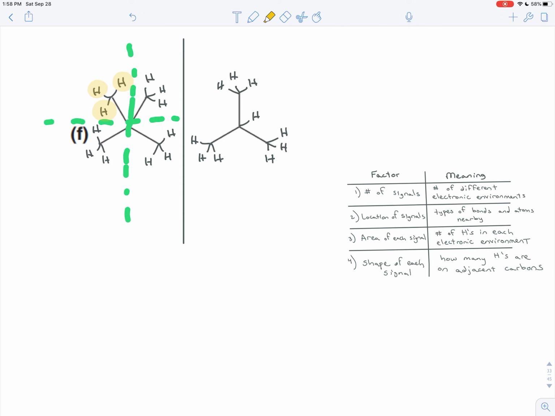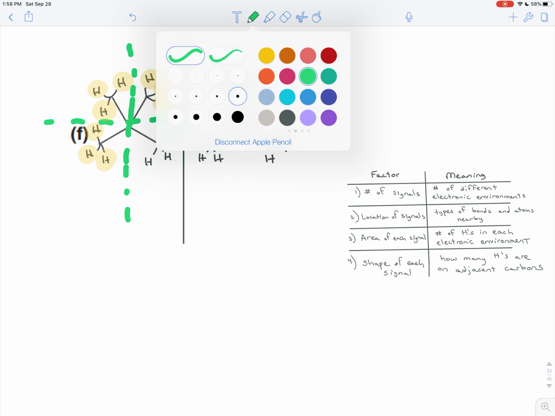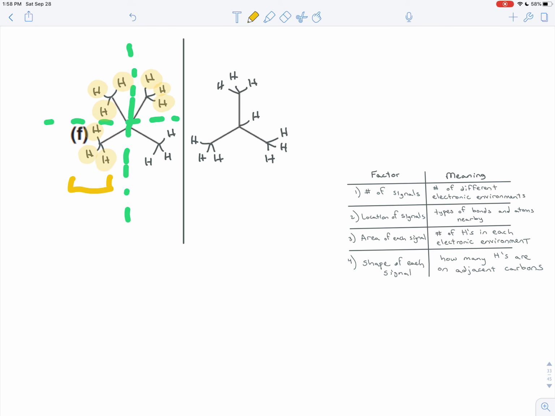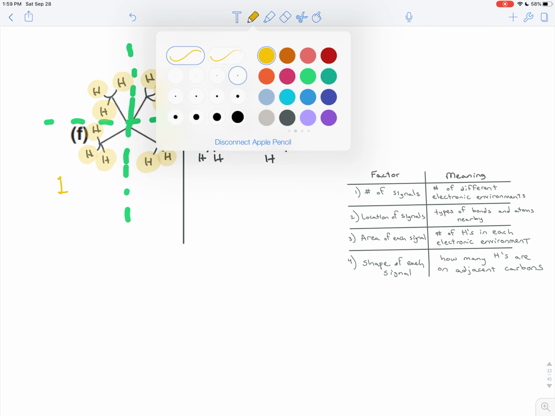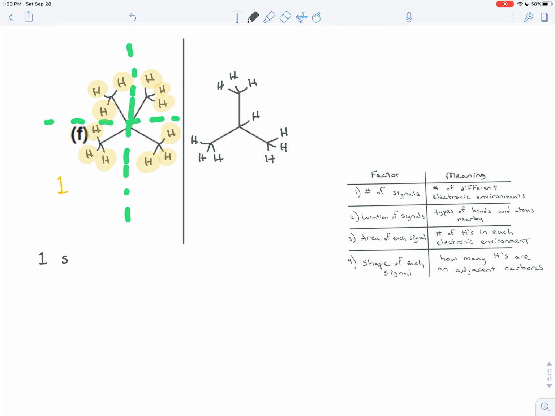So, if we take one group of hydrogens, that's an electronic environment, to be in that methyl group there, but everything across the vertical plane of symmetry is in the same environment. And everything across the horizontal plane of symmetry is also in the same environment. And if we choose one of those, everything across the vertical plane of symmetry to that is also in the same environment, and so there's only one electronic environment in this whole molecule. This would only have one signal, one peak in its NMR spectrum.